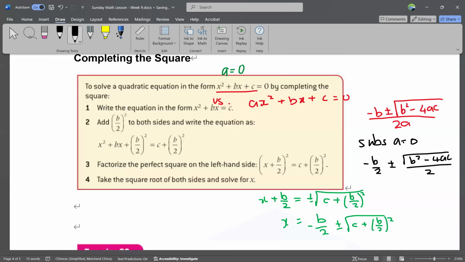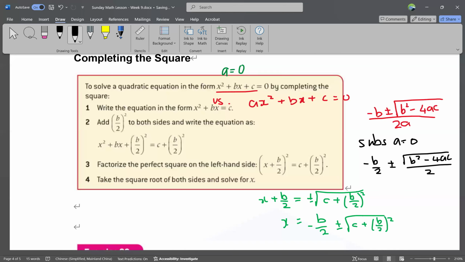Wait, what? Like what term? So negative b over 2 is the same, and then plus or minus the second term. Is the second term the same? No. Why is it not the same? Because the only difference here is that dividing by 2 puts it in the square root divided by 4. Does that make sense?